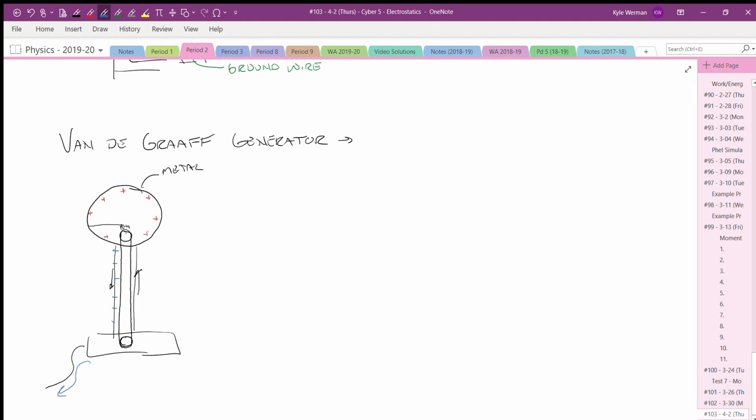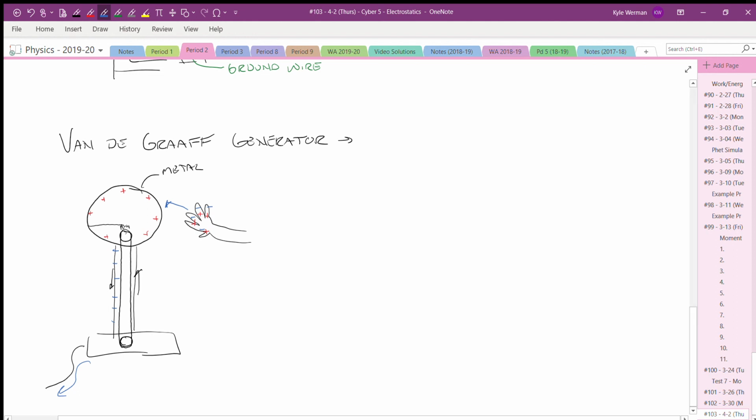And if I bring an object near it, like my hand, and I'll try to draw a hand here, not the best hand, right? That has positive and negative, right? So here's all the positives on there, but it also has some negatives. Well, those negatives are going to want to go into the Van de Graaff generator. I'm going to get a little shock, right? So it's going to suck the electrons right out of my body.